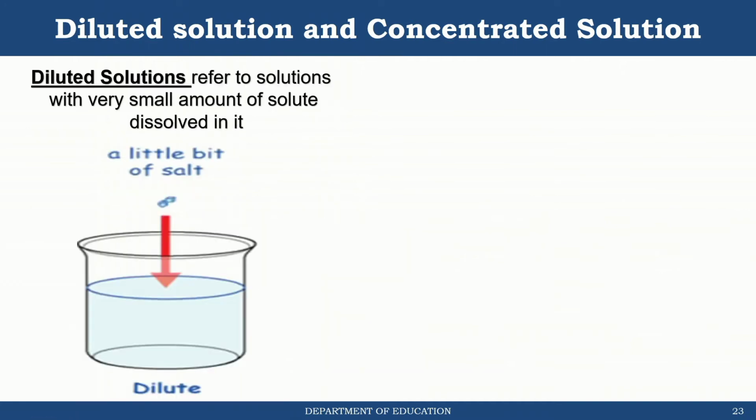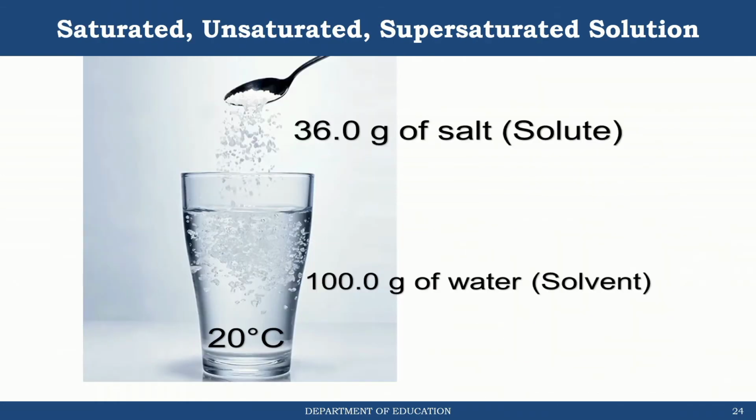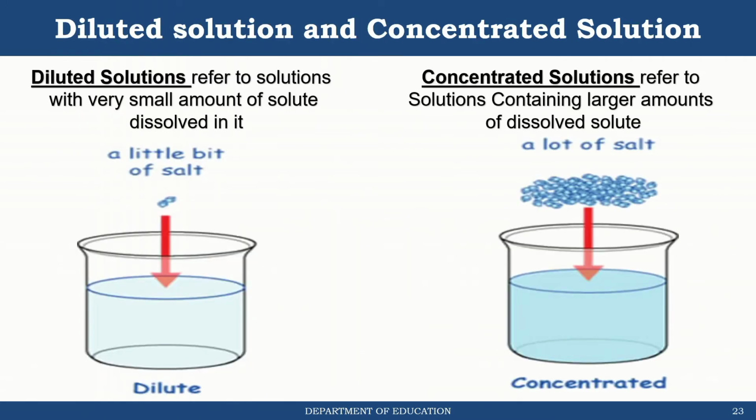Diluted solution refers to a solution with very small amounts of solute dissolved in it, whereas concentrated solution refers to a solution containing larger amounts of dissolved solute. The terms diluted and concentrated are highly subjective as they do not completely describe the amount of solute dissolved in the solution or solvent. Dissolving a teaspoon of juice powder in a large amount of solvent will produce a diluted solution. However, if you place 1 teaspoon of powder in a small glass of water, you will produce a concentrated solution.